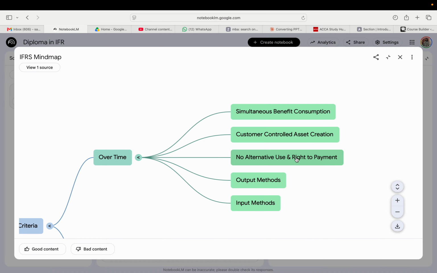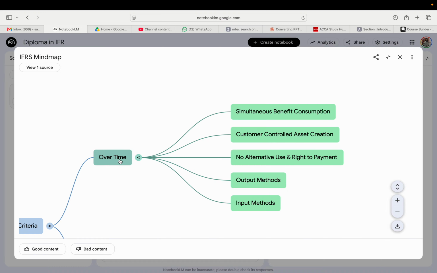Then no alternative use and right to payment. You cannot have an alternative use for it. For example, I've created a building for a customer, and that building has been customized according to that customer. I cannot use it for another purpose. And I have a right to payment also. Let's say I've covered 60% or 70% of it, I've built that part of the building, I have the right to payment. So if these three conditions are there, revenue will be recognized over time.